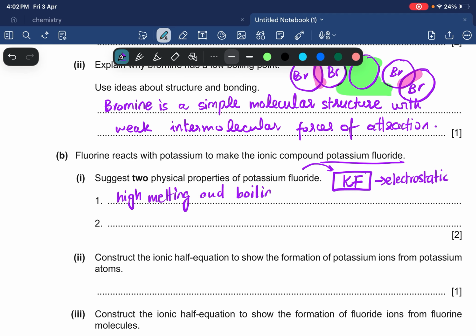That is very important. And the second thing I know about ionic compounds is that they only conduct electricity in aqueous solution and molten form. They don't conduct in solids, and the reason for that is because in solids the ions are fixed in position, they don't move.